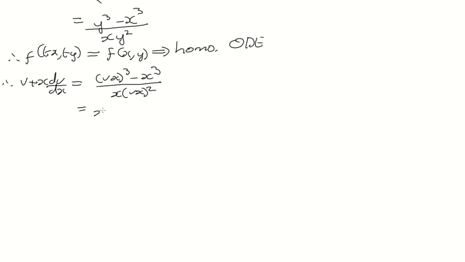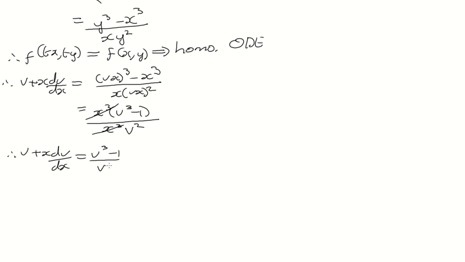So therefore I'm having x cubed is common, v cubed minus 1 all over x cubed v squared. It appears the x cubed, they will cancel. Right, therefore now I'm having v plus x dv over dx equals v cubed minus 1 over v squared.